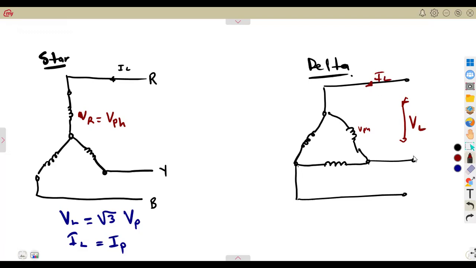There are so many things that you're going to talk about, but in this case, I want you to understand at the end what is the relationship that you consider in a delta in terms of the voltages and in terms of the current. The line voltage is equal to the phase voltage this time, and the line current is equal to the square root of 3 times the phase current. That is the most important part that you need to consider.